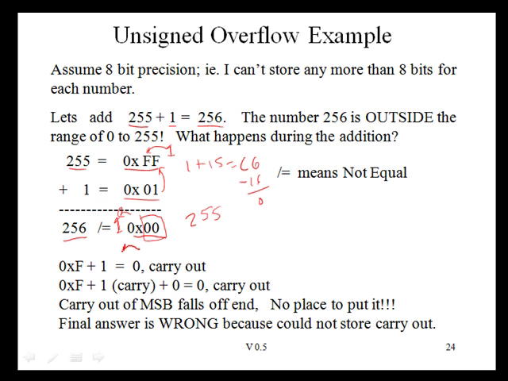Whenever I get a carry out of the most significant digit, that means that the remaining bits by themselves are incorrect, and that unsigned overflow has occurred. So a carry out of the most significant digit means that unsigned overflow has occurred in my operation.